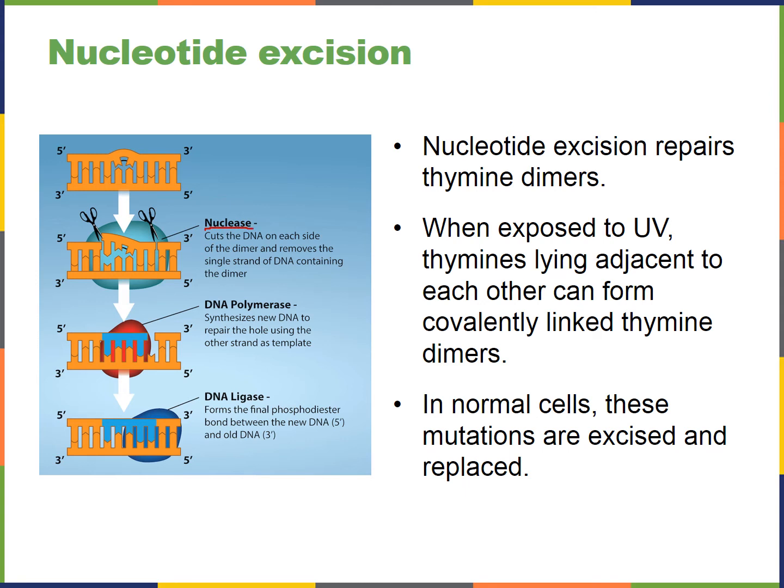So again, anytime we have an "ase," that means to cut. The nuclease is responsible for cutting the DNA on each side of the dimer and also helps to remove the single strand of DNA containing the dimer. The DNA polymerase we talked about on the last slide is responsible for detecting those mismatching sequences and helping with the repair. So the DNA polymerase is going to synthesize new DNA to repair the hole, using the other strand as the template. And anytime you hear the word ligase, that means to join. So the DNA ligase is what is responsible for forming that final phosphodiester bond between the new DNA at the 5' end and the old DNA at the 3' end.